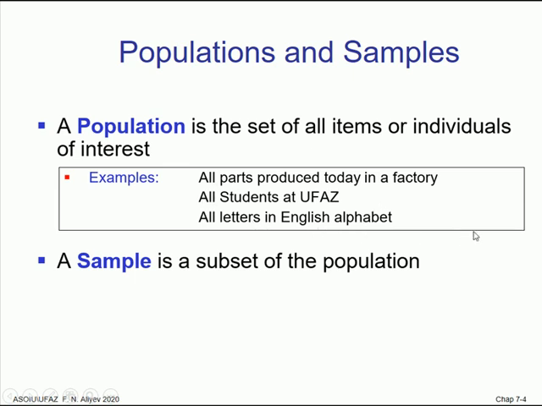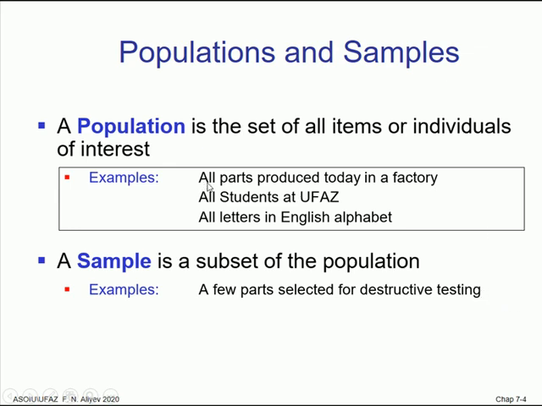Population, as always, is a big set. It's impossible to get direct information about the population because it's too huge and it's not possible to take information from it. That is why, for this reason, we use a sample. A sample is a subset of the population, consists of a small number of items or individuals, and it's easy to get information about it. Here are some examples about sample.